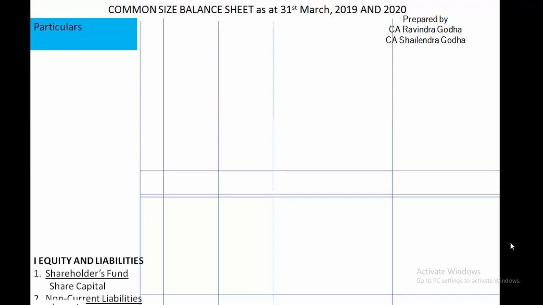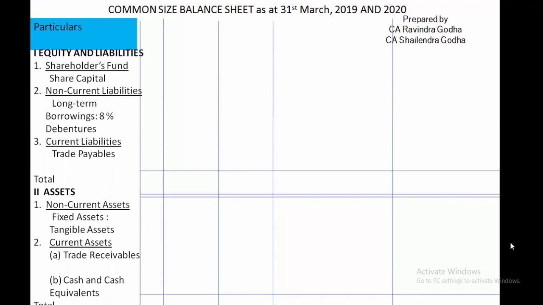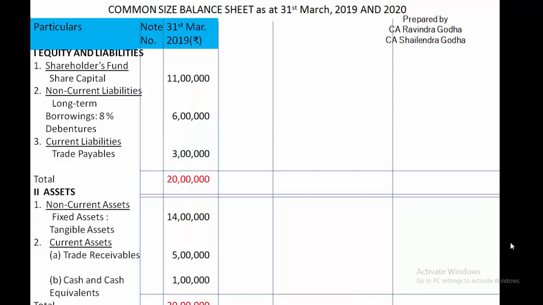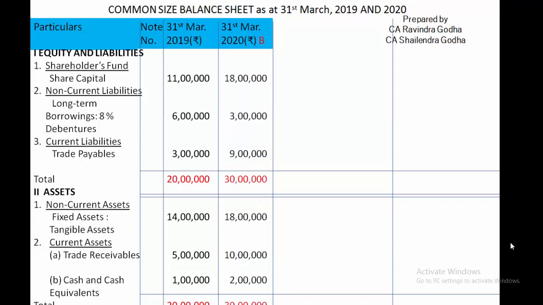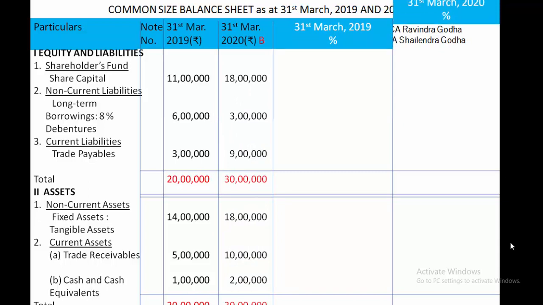There are 6 columns in common size balance sheet. First, particulars, in which we write items of balance sheet. Next, note number. Next, data of previous year. In this question, previous year is 2019. Next, data of current year for 2020. Next, percentage of 2019 year. Then next, percentage of 2020 year.